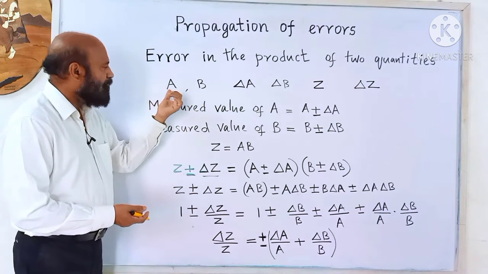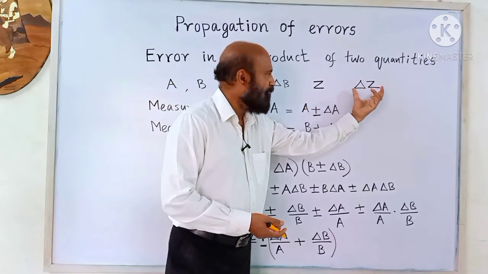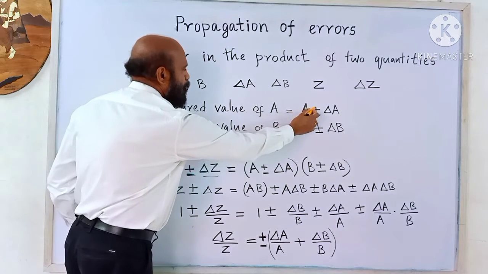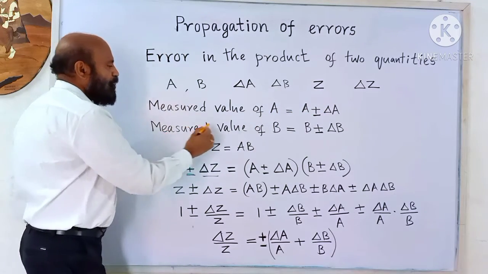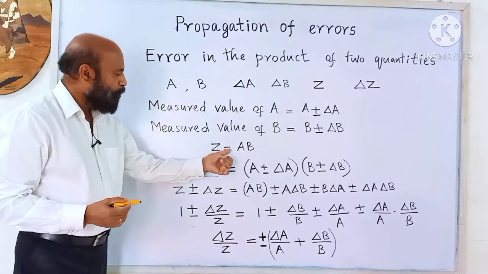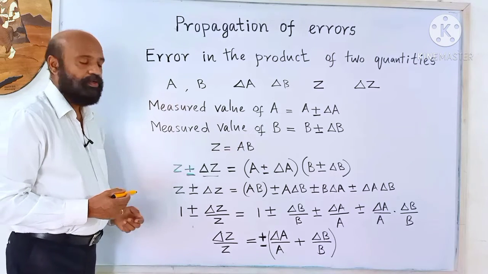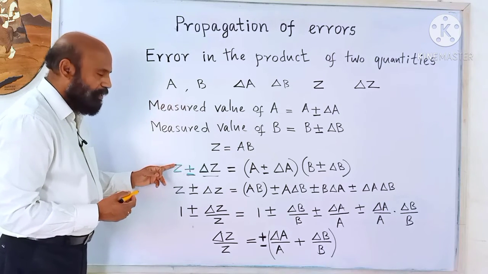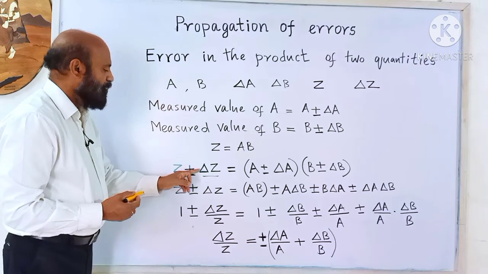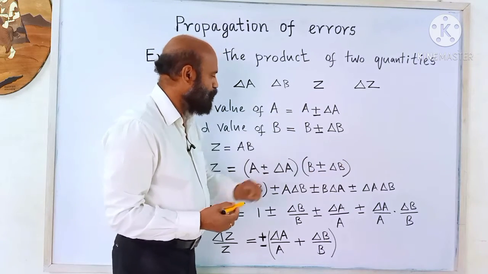Since there are errors in the measurement of A and B, in Z there will be an error. That error is delta Z. Measured value of A will be A plus or minus delta A. Measured value of B will be B plus or minus delta B. Then Z is the product of A and B, Z is equal to A into B. Then error in Z is delta Z. So Z plus or minus delta Z is equal to measured value of A into measured value of B.